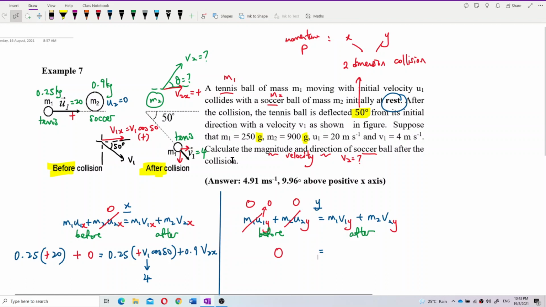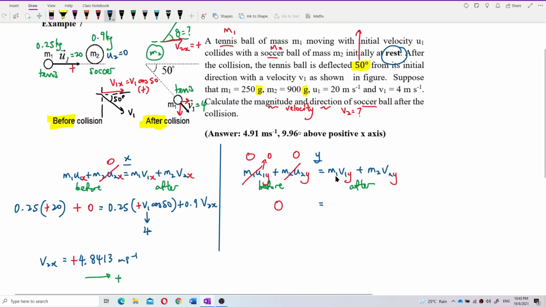After collision, look at the tennis ball. What's the mass of the tennis ball first? It is 0.25. Now how about v1y? Look at the v1. V1 has v1y. We want to find the v1y, so I magnify it to here. You see that? This is the v1y. So what's the v1y here? It should be using sine 50 because it is opposite the angle. So this one should be using the sine equation.